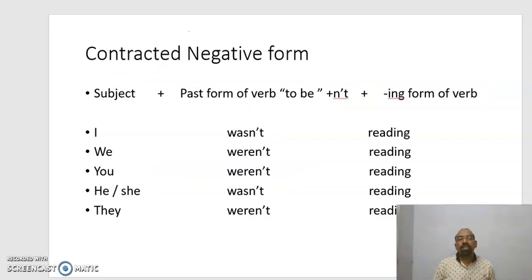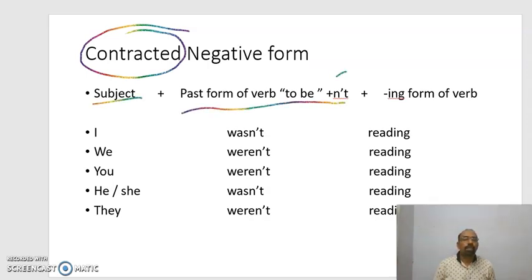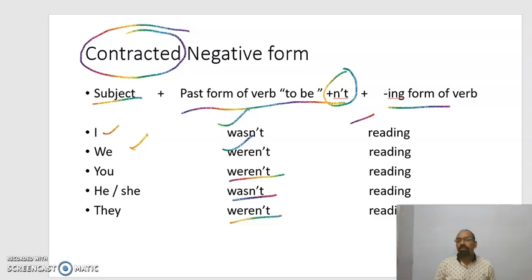Now contracted negative form. Subject plus past form of verb to be, then not in contracted form, then the ing form of the verb. I wasn't reading, we weren't reading, you weren't reading, he or she wasn't reading, they weren't reading.